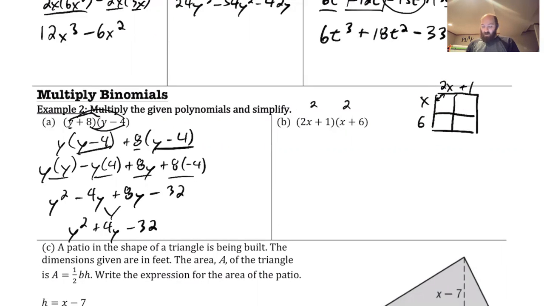So for example, 2x and x make 2x squared. 1 and x come together as a 1x. 2x and 6 come together as 12x, and then I'm left with a 6 and a positive 1. 6 times 1 is going to give me 6. The nice thing about this one is you can kind of see very easily what goes together. Those are my like terms. So 2x squared, 12x and 1x are going to make 13x, and a positive 6 at the end there.